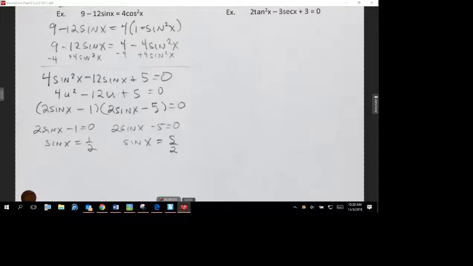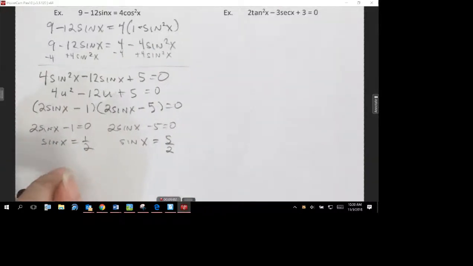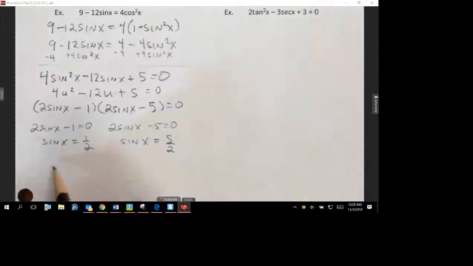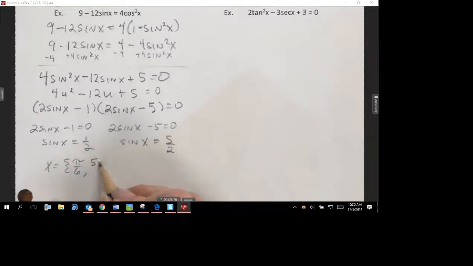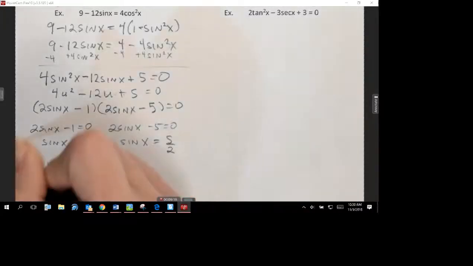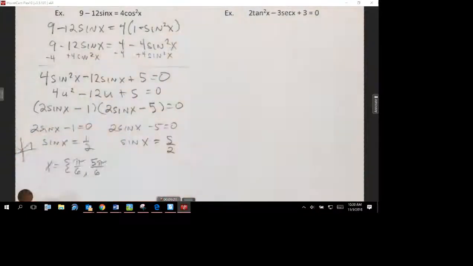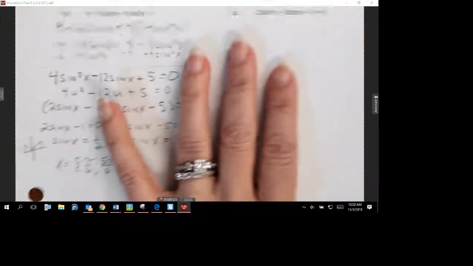So I have sine x equals a half and sine x equals 5 halves. So the first one, sine x equals a half. Where is that going to happen? Well, 30 degrees is correct, but according to the directions, we're finding radians. And also 5 pi over 6, because there's more than one answer. These are both positive, so first and second quadrant.